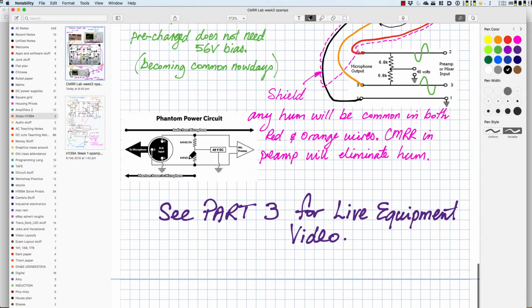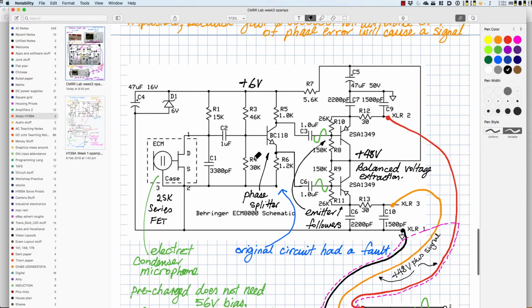And there's just another picture there showing the actual XLR connector, and again the fact that pin 1 is ground and pin 2 and pin 3 carry a differential signal to the microphone preamp from the microphone itself.